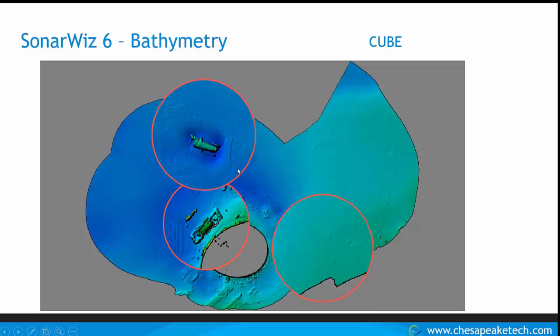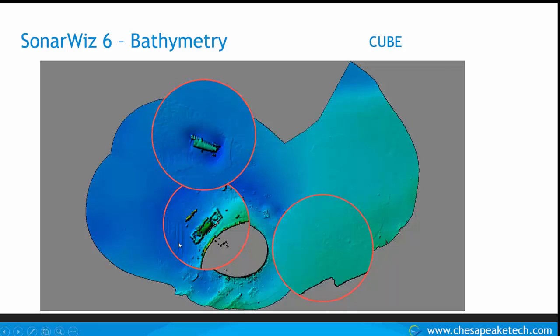So we've got 3 different circles I highlighted. There's a target in the upper circle that has kind of a rough patch around the outside of it. There's a small grid structure in the middle circle, and it has a little bit of roughness. And then over on the right is an area that was relatively flat. And CUBE does more or less a really good job of getting through all of this.